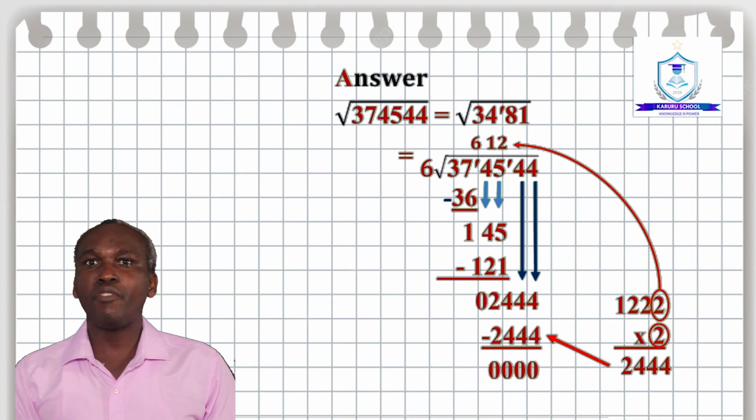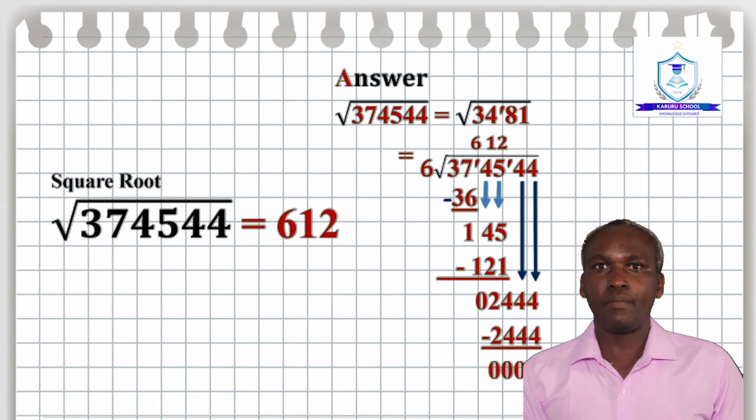Now, do not forget to add the number to the root component at the top of the radical to generate 612 as a square root. Finally, this means that the square root of 374,544 is equal to 612.